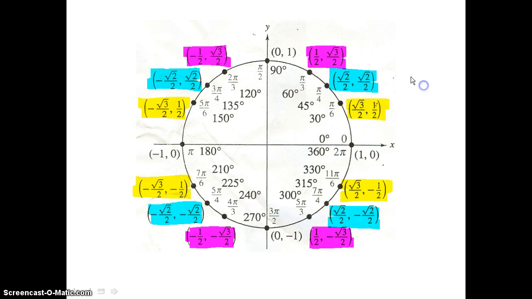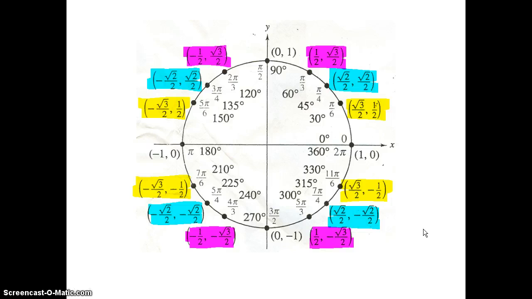The third one, which is the line that is furthest away from the x-axis, each of these is going to have a pi over 3 in it. So 1 pi over 3, 2 pi over 3, 4 pi over 3, and 5 pi over 3. For each of those, you'll notice they have the exact same ordered pair, 1/2, square root of 3 over 2.